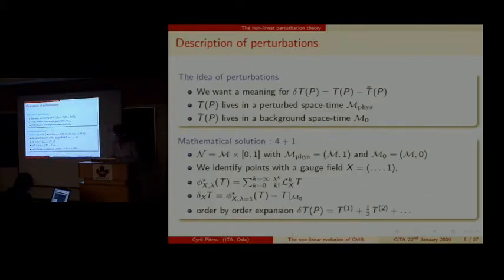So now, sorry, I'm coming back to this slide. Now that you have this way to identify the points, all the tensors you have on the third spacetime, you have a way, just by pulling them back, dragging them back, to carry them onto the background spacetime, and now they live on the same manifold, and now you can take the difference. And the way to carry is the pullback, as I said, and the pullback can be expressed in terms of the powers of the derivative.